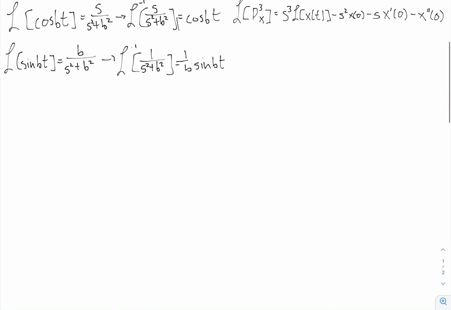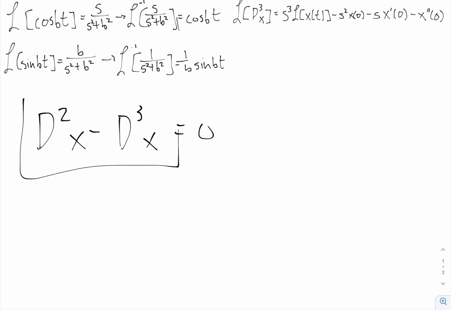Because, for example, we had one where it was d squared x minus d cubed x equal to 0, and we had some initial conditions, and we knew that this would just be an exponential because the derivative of one minus the other is just 0 because they're equal to each other. But let's do one here where that's not the case.